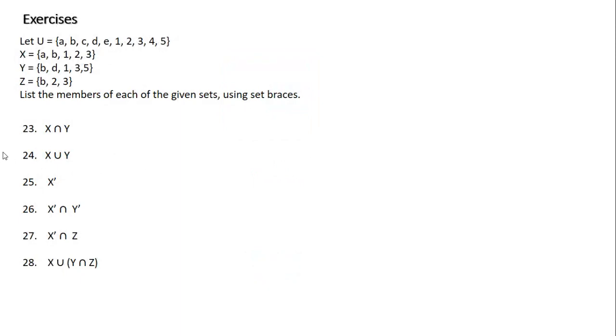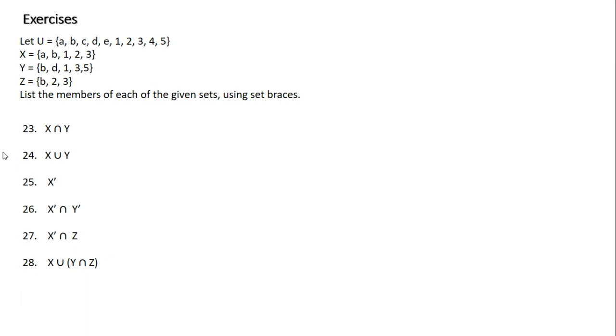All right, so let's do some exercises. Let my universe be that, and then I have my sets X, Y, Z. We change, right? Again, these aren't just names, and since they're names, we use capital letters. So we're not using A, B, C. We're using X, Y, Z now. All right, so let's look at 23, and the assignment is telling us to list the members of each of the given sets using braces.